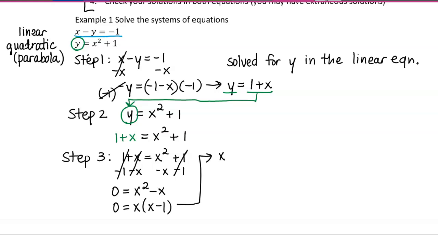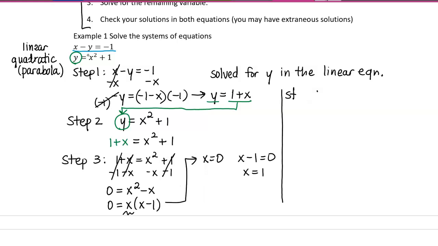So I get x equals 0 from this first factor, and I get x minus 1 is equal to 0. Then I'll add 1 to both sides to see x is equal to 1. So we got two possible values for x here. We got the value of 0 and we got the value of 1. So now we are on to step 4.